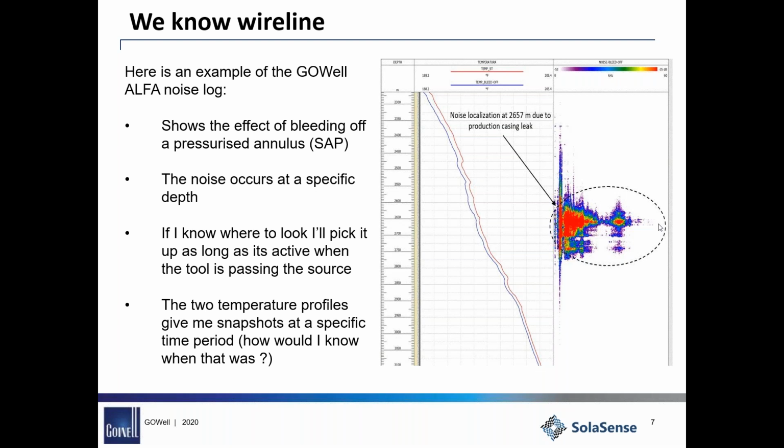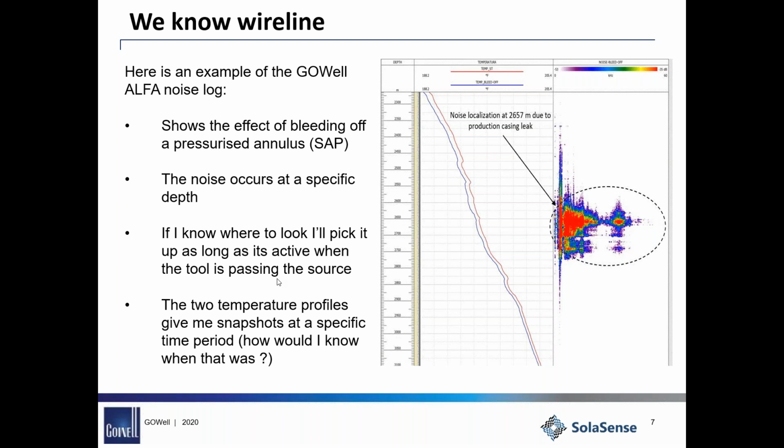However, if that measurement were periodic, so if it only occurred every 5 minutes or 10 minutes, if there was an accumulation of pressure and then a release of energy to create the signal that I'm measuring, if the tool was not within the range of that leak when it sets off, then I may not pick it up. So noise occurs at a specific depth. If I know where to look, I'll pick it up as long as it's active when the tool passes the source of that noise.